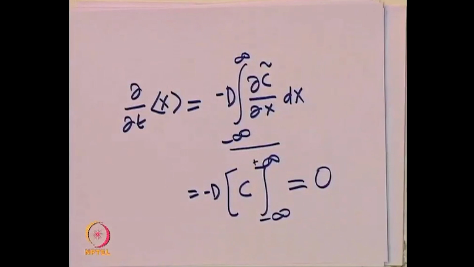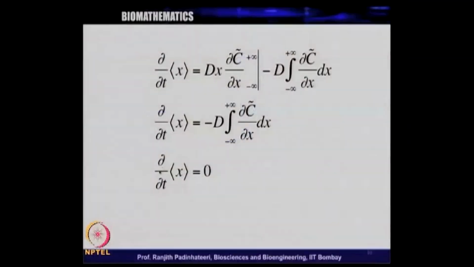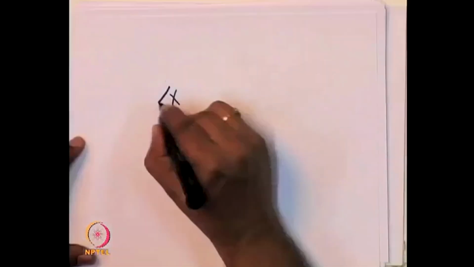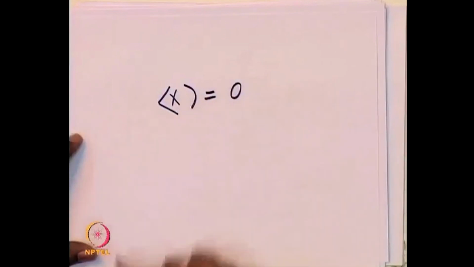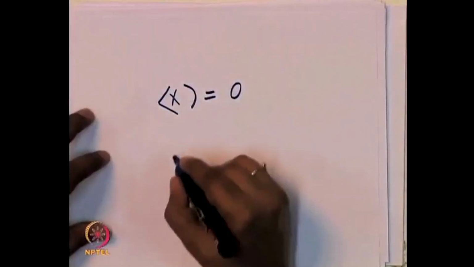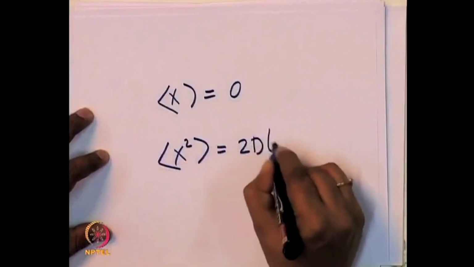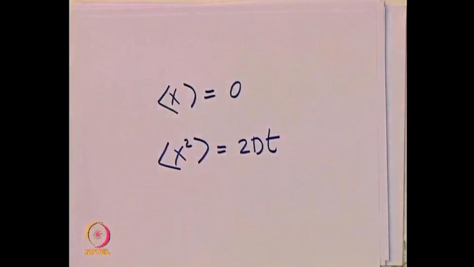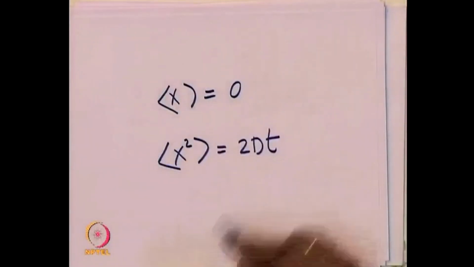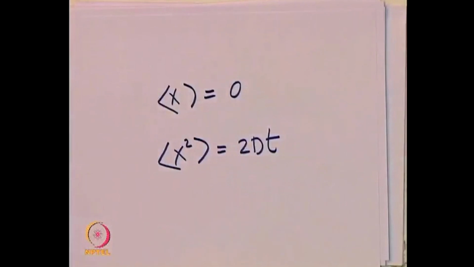So you will end up with the relation that del by del t of x average is 0, which means that x average is 0. So what we got essentially is that x average is 0. We had found that x square average is 2 dt. So these are two interesting relations that we get: x average is 0, x square average is 2 dt. Now what does it mean to say that x average is 0? Physically, what does that mean?